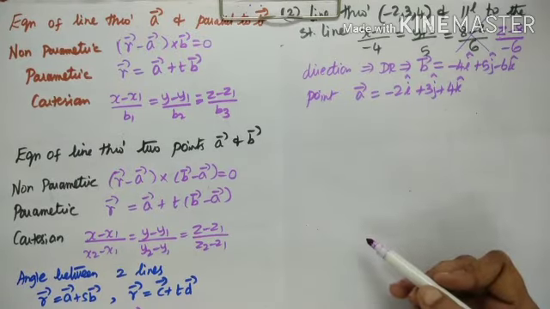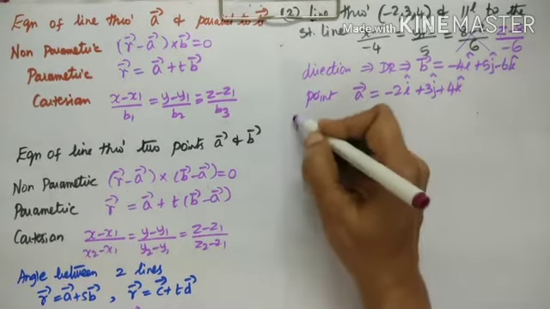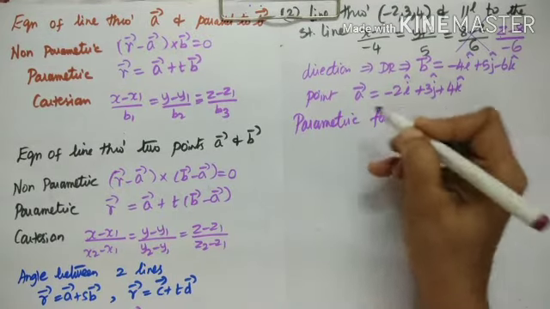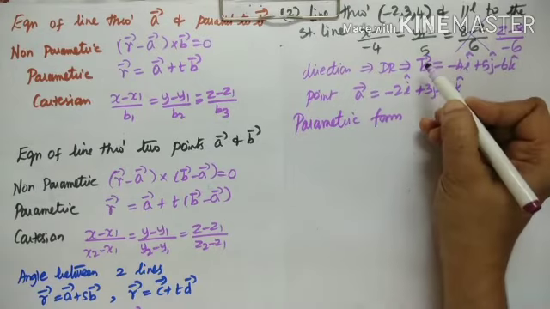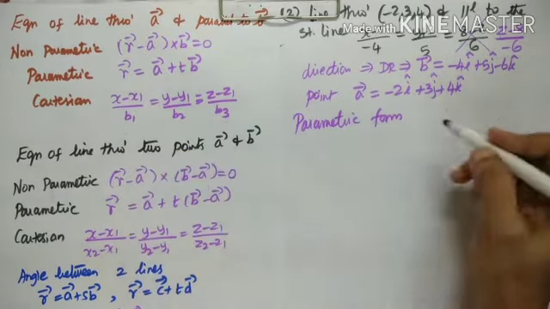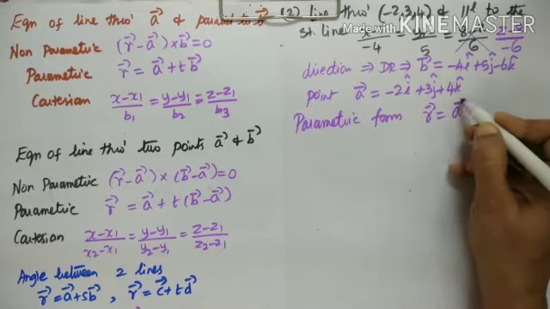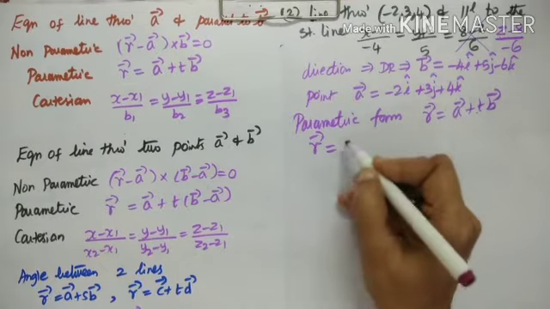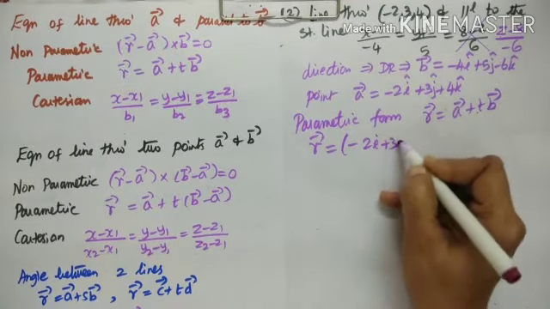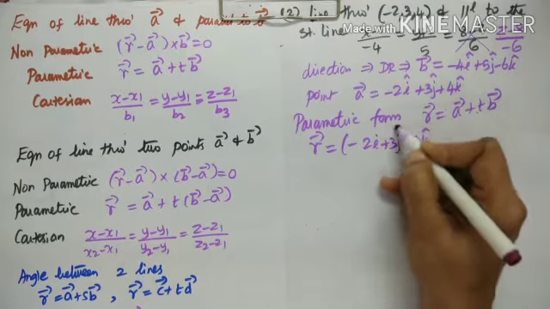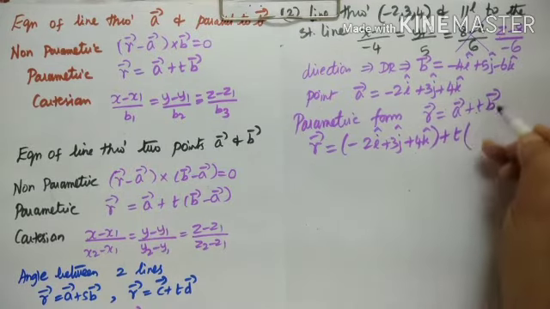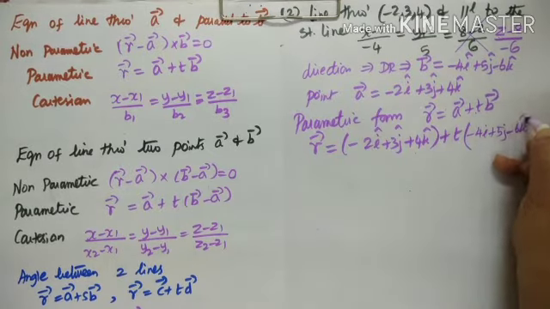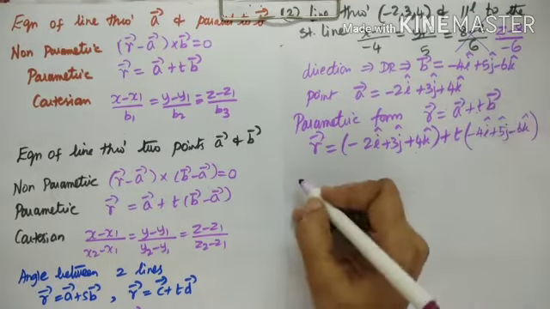The question asks us to find the parametric form. What is the parametric form? When they give you A and B, 1 point, 1 direction, the parametric form is R vector equals A vector plus t B vector. R vector equals A, which is -2i plus 3j plus 4k, plus t into B vector, which is -4i plus 5j minus 6k. So this is the parametric form.